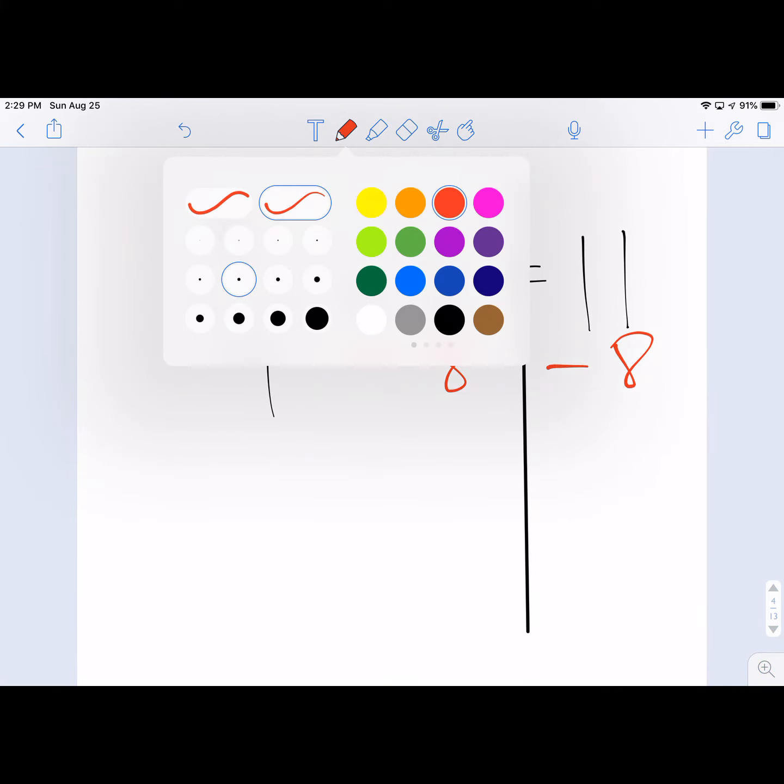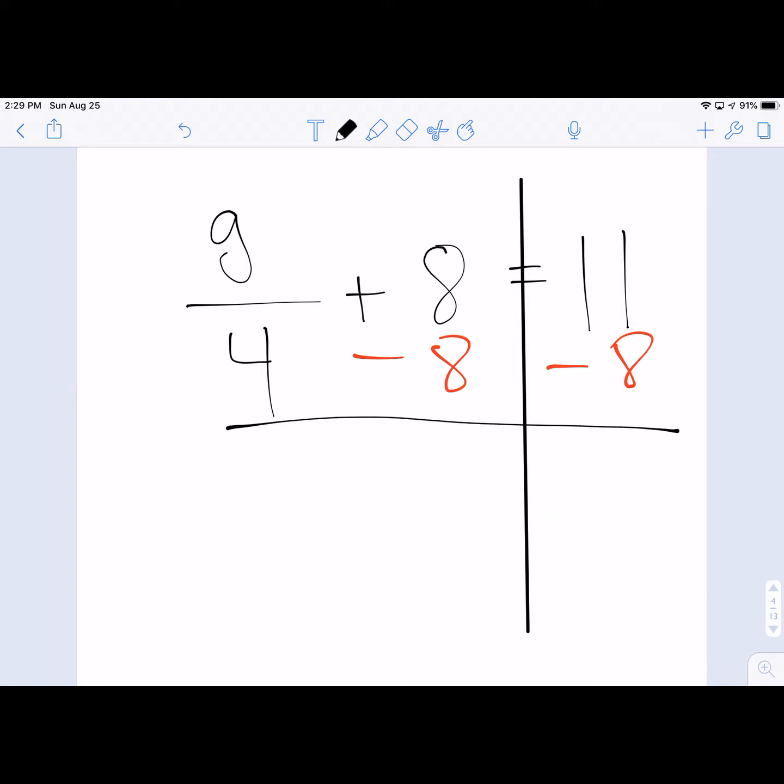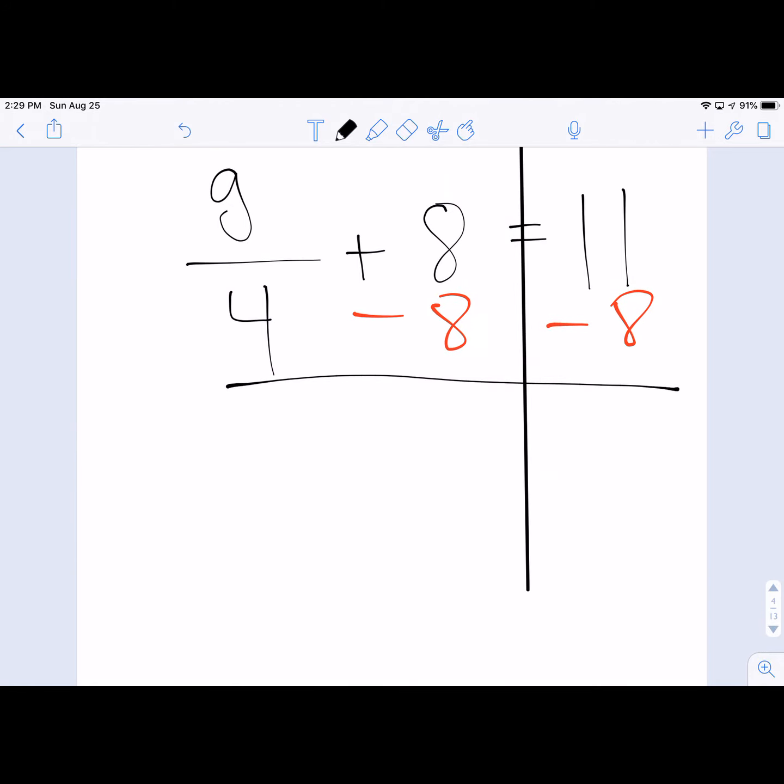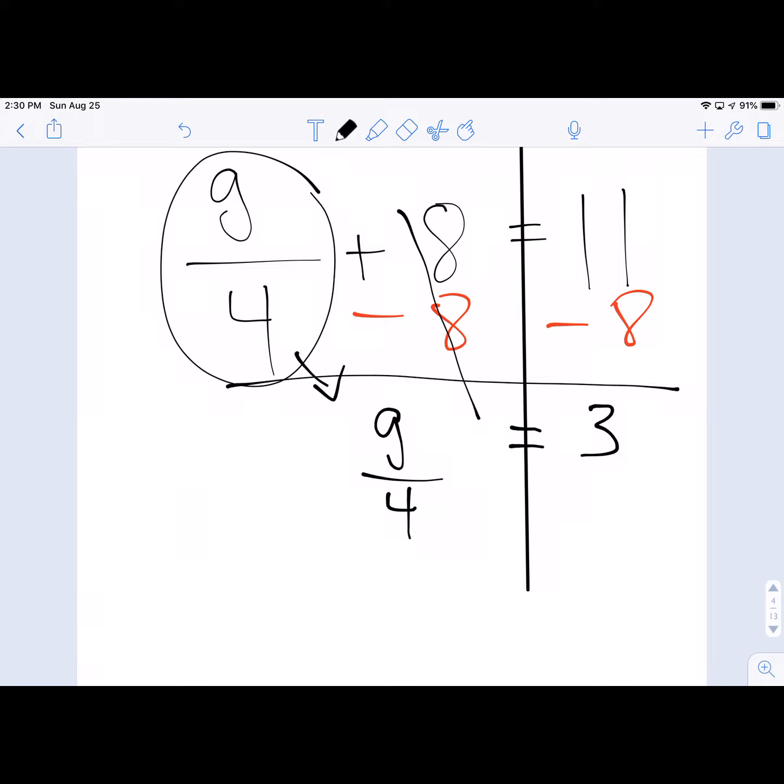And then I like to put my little sign or my line there to remember that we are doing an equation. So if we get lost, we know where we were. So 8 minus 8 leaves nothing, and 11 minus 8 equals 3. Our equal sign, and then we haven't done anything with this, so we're going to bring it down. We've got our g over 4.